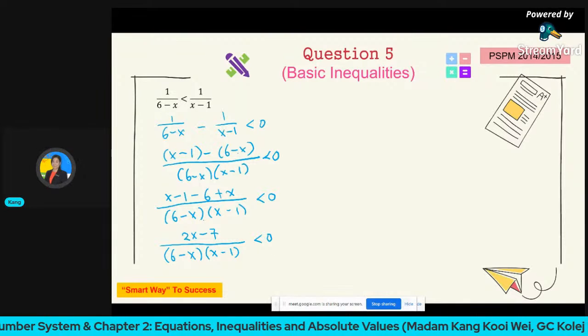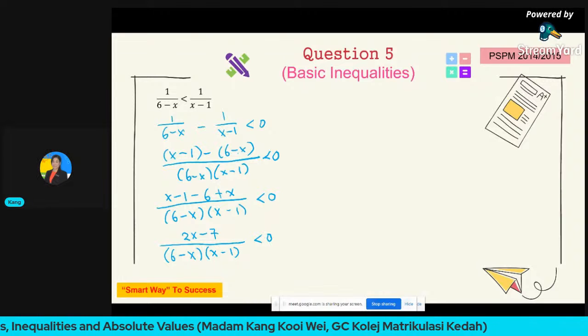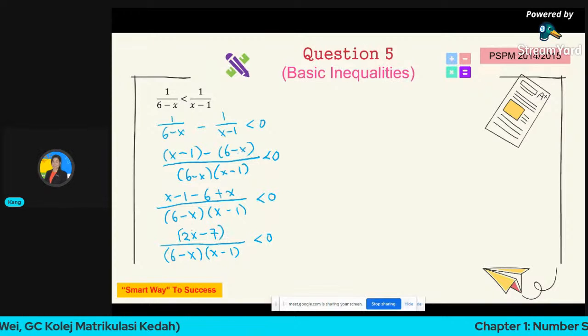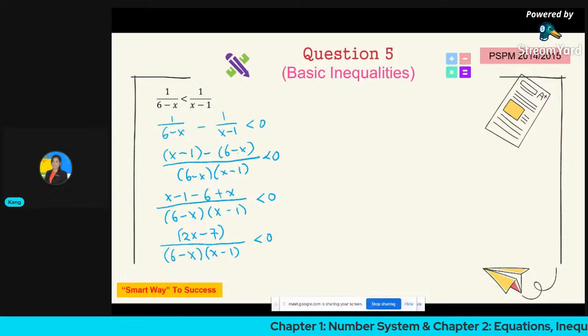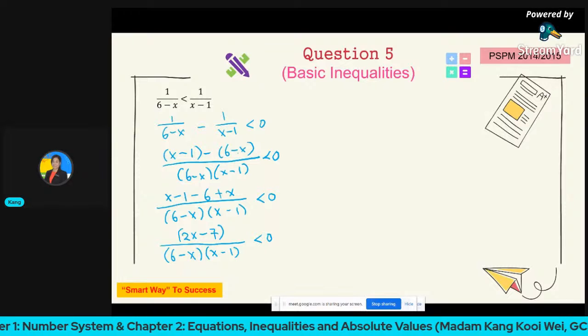Okay, class, this one already simplest form or not? Yes, we have two factor. Good. Okay, already simplest form. We don't need to do anything already. So our last step is we need to use the table of sign to solve it.